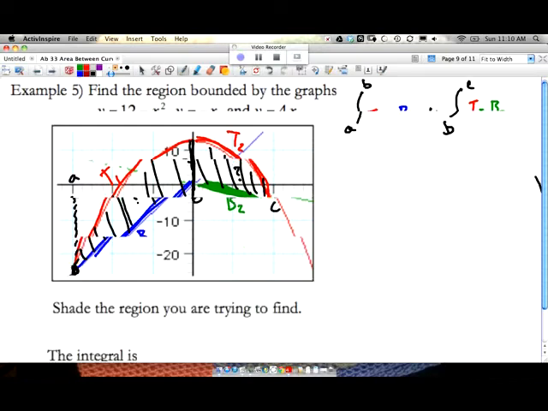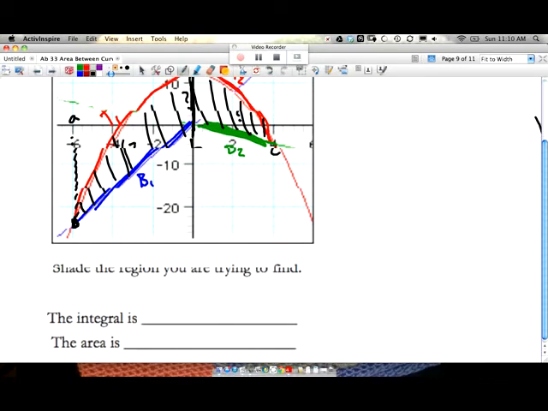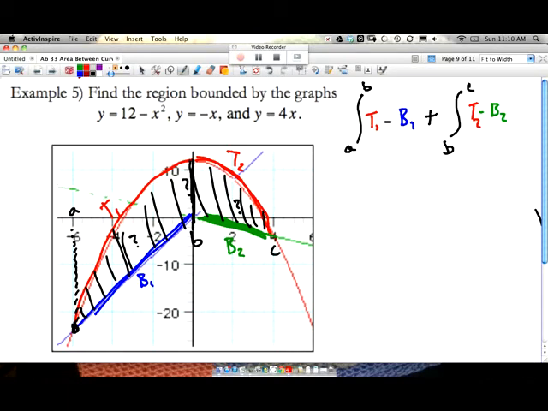Okay, so now that we're looking at these pieces, shade the region you're trying to find. Well, we did this kind of backwards. The integral is, okay, so we're going to have two pieces. And we're going to have the top minus the bottom. So let's figure out what these pieces are. Okay, so we got two linear functions and one quadratic. That means that the red one is quadratic. And then the blue is linear, but it's positive, so it's going to be the second one. And the green is linear, but it's negative slope, so it's going to be the middle one there. So B2, we could say, is negative x, and B1 is 4x.